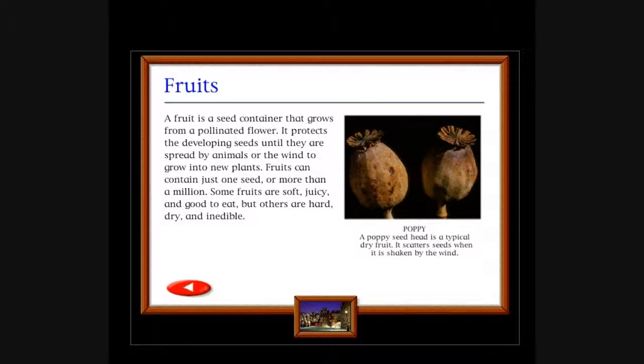A fruit is a seed container that grows from a pollinated flower. It protects the developing seeds until they are spread by animals or the wind to grow into new plants. Fruits can contain just one seed or more than 1 million. Some fruits are soft, juicy, good to eat, but others are hard, dry, and inedible. Poppy. A poppy seed head is a typical dry fruit. It scatters seeds when it is shaken by the wind.